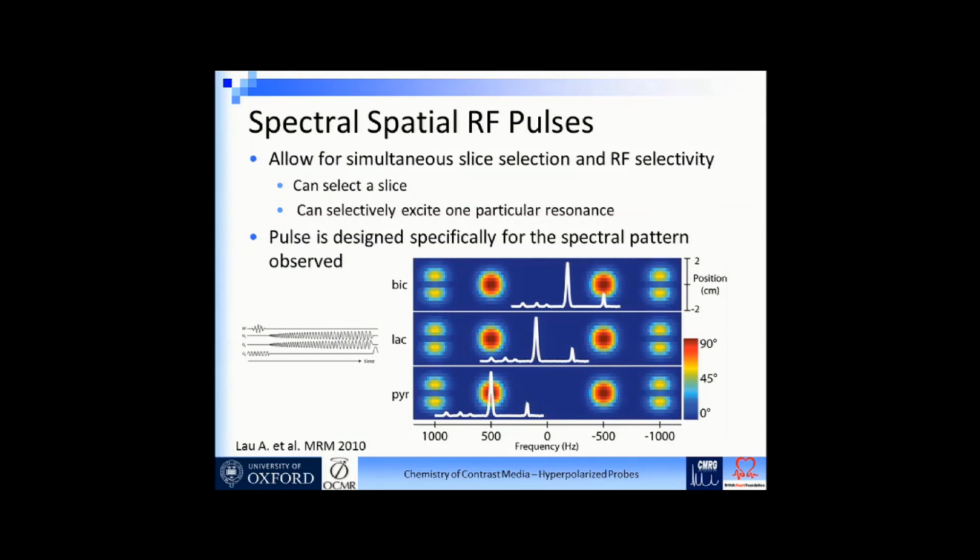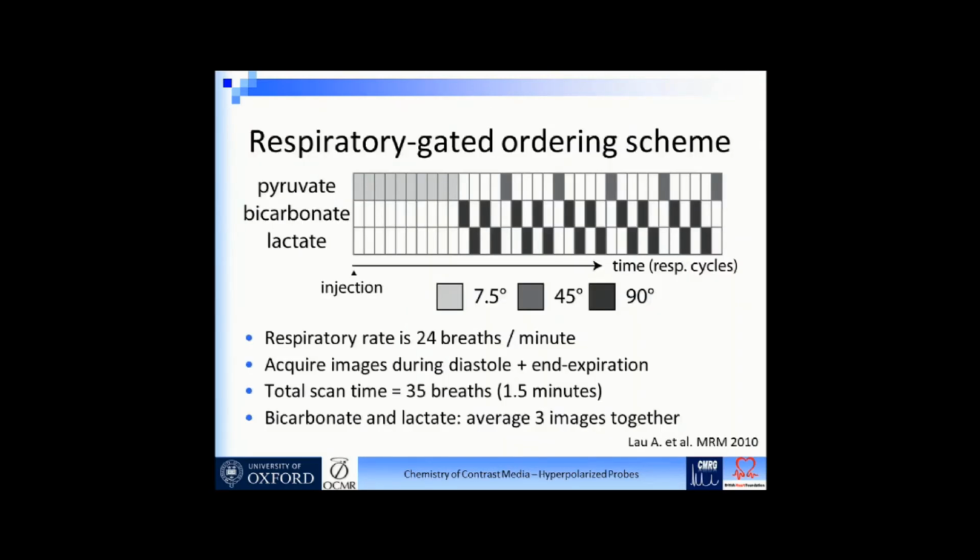You then just attach that to a sort of spiral readout acquisition, and then you can start to get very, very rapid images. So it also allows you to pick out the different resonances and at different flip angles. So you can use very low flip angles on the pyruvate, which is coming in, but higher flip angles on the bicarbonate and the lactate, which are being regenerated constantly.